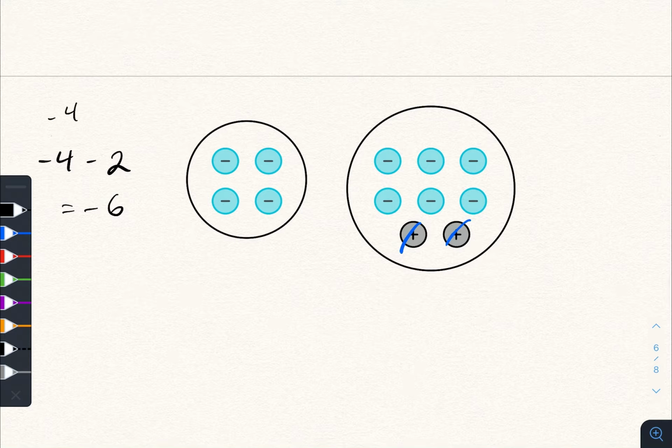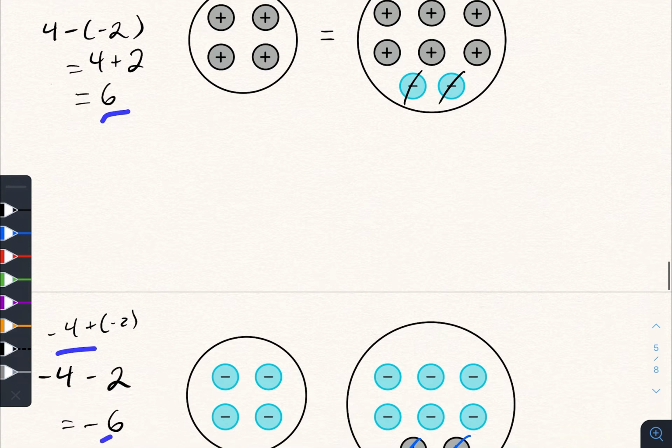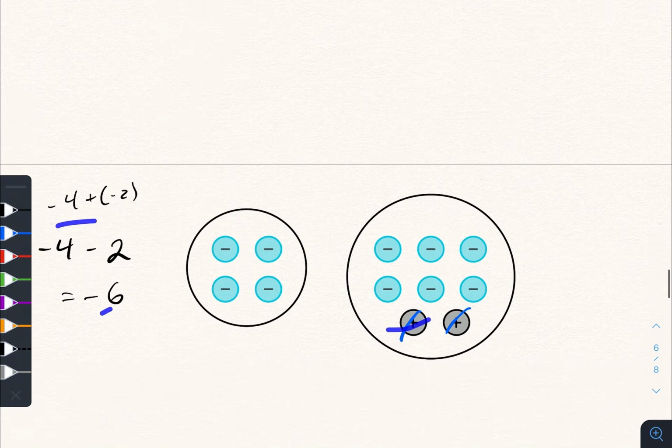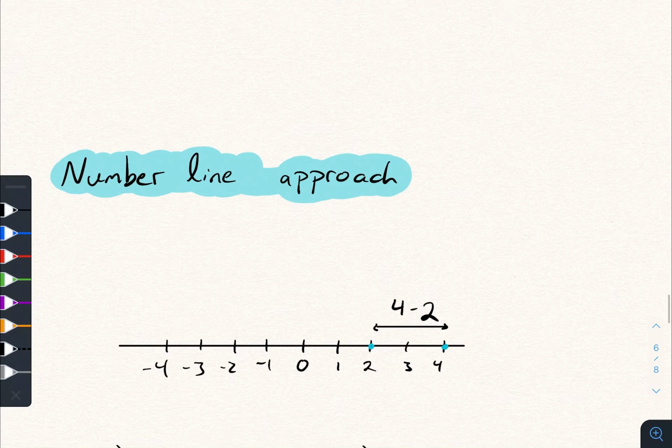So this is kind of -4 plus -2. You could think of it that way. This is a little bit more confusing to think of it that way than it is over here, but again, the model is very similar. All right, last approach is the number line approach.